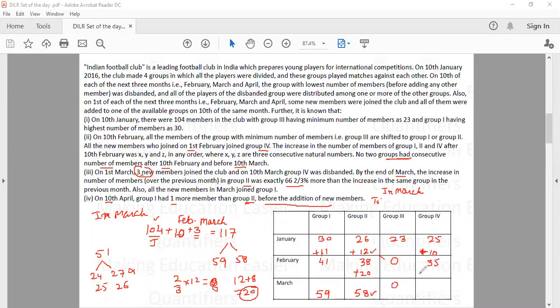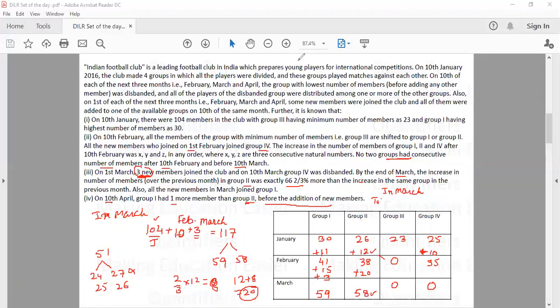Now, after that, these 35 members were distributed among group 1 and 2, right? Basically, when they are distributed between 1 and 2 group, here you will get 0. Now, out of these 35 members, 20 had gone to group number 2. So remaining 15 should go to group number 1, right? And there were 3 new members who joined the club on the 1st of March. So these 3 should also go to group number 1, right? So that is why the total will be now 41 plus 15 plus 3, 59. So these are the complete arrangement for this set.